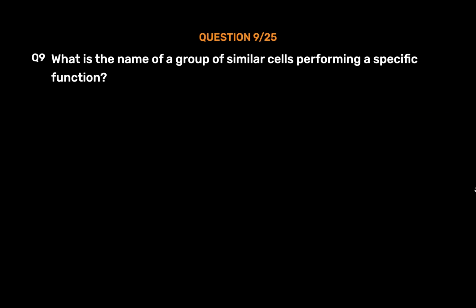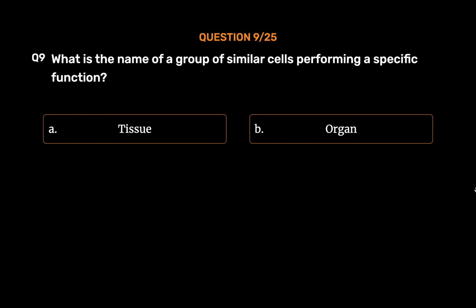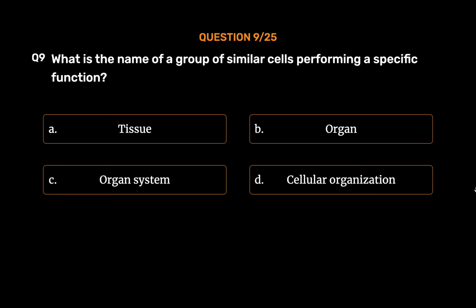Question number 9. What is the name of a group of similar cells performing a specific function? Option A. Tissue. Option B. Organ. Option C. Organ system. Option D. Cellular organization. The correct answer is option A.